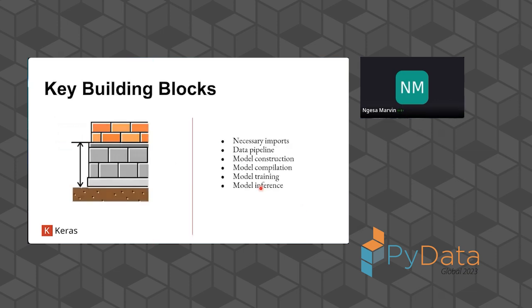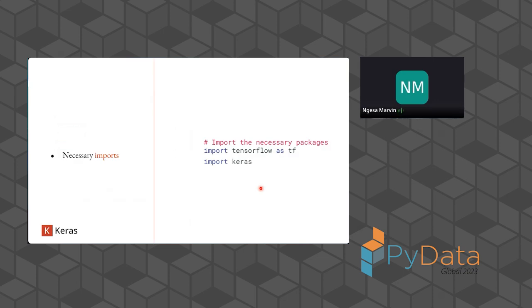But you have things like the imports, data pipeline, construction, compilation, training, inferencing. Of course, you've seen some of this in the code. To use Keras, the first thing you need to do is to import the necessary packages. You can import TensorFlow. Today, you can even import PyTorch. You can import JAX. Then you can import Keras.